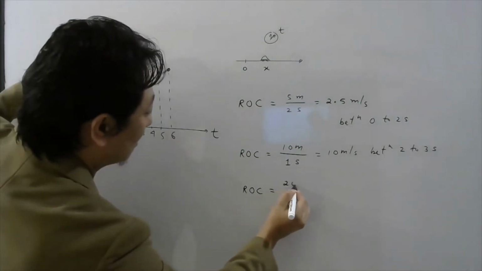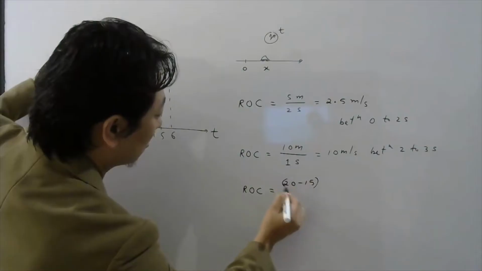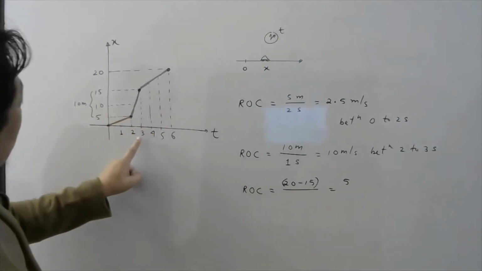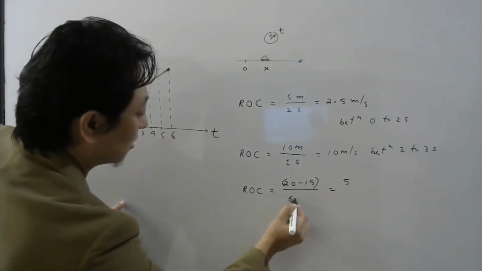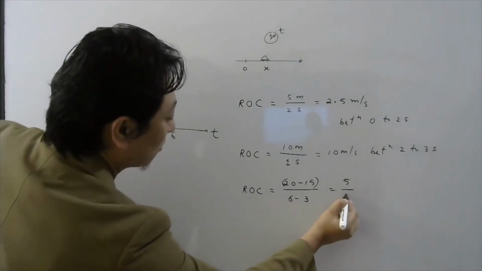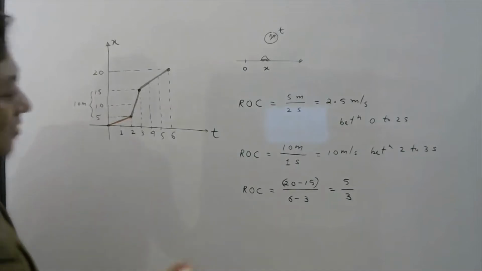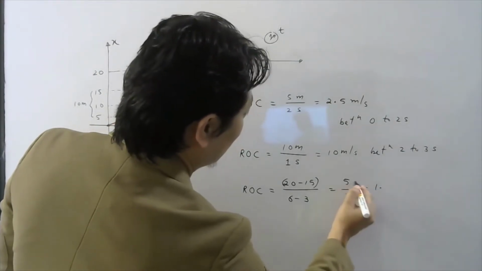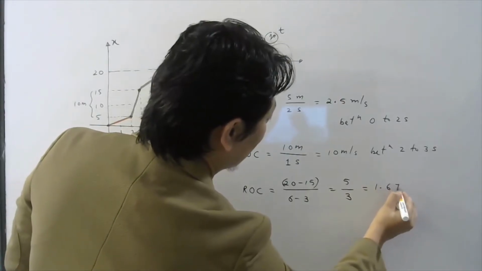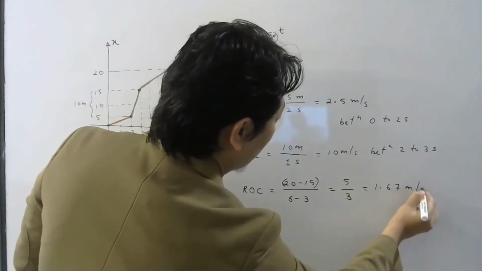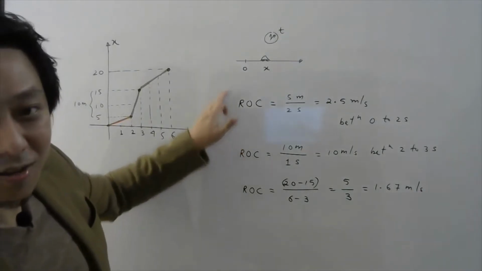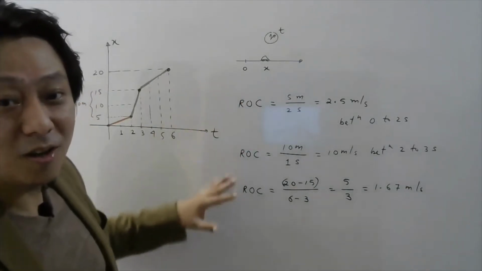It will cover a distance of 20 minus 15, which is obviously 5 meters, and the time taken would be from 3 to 6. So 6 minus 3 seconds, which would be 3 seconds. So that would be 5 divided by 3, which is 1.67 meters per second. So if you observe carefully, the rate of change of the distance with time is no longer constant.